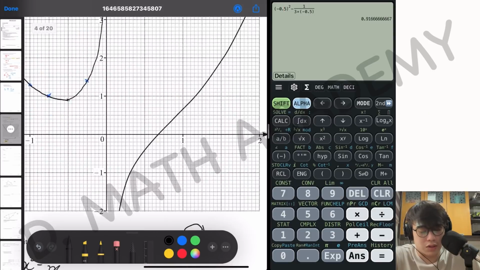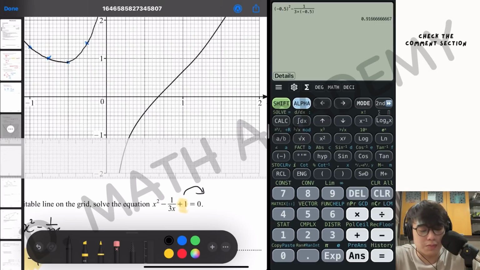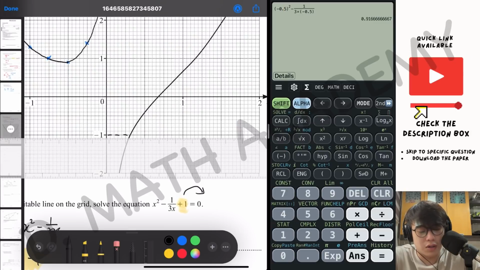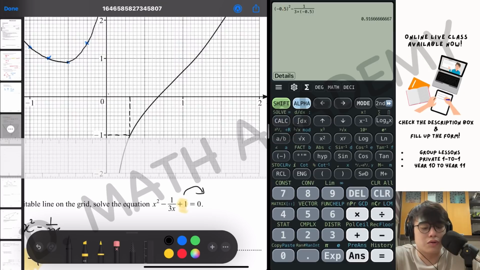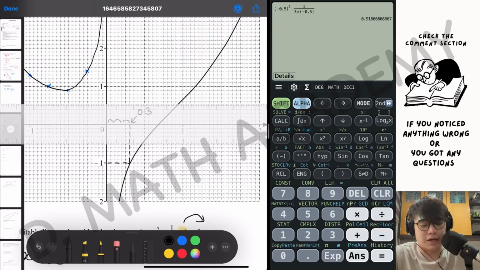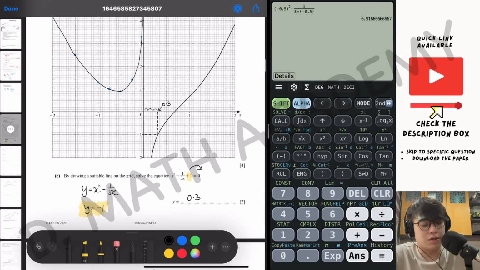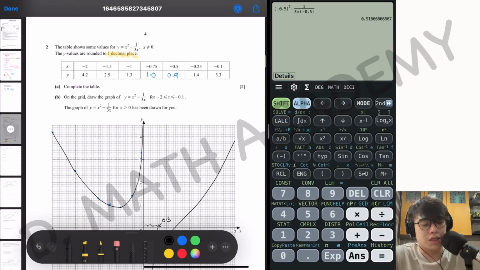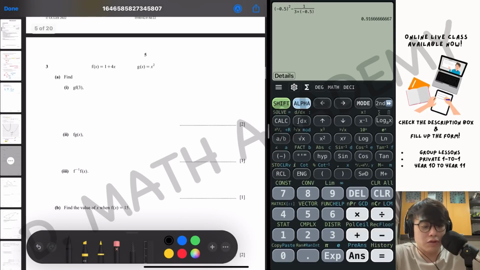Okay, so let's double check the answers. When you connect it to this part and then join it all the way up, the answer should be 0.1, 0.2 and 0.3 here as your final x values. Okay, so that's how you sort out this question 2 here. Moving on to part 3.